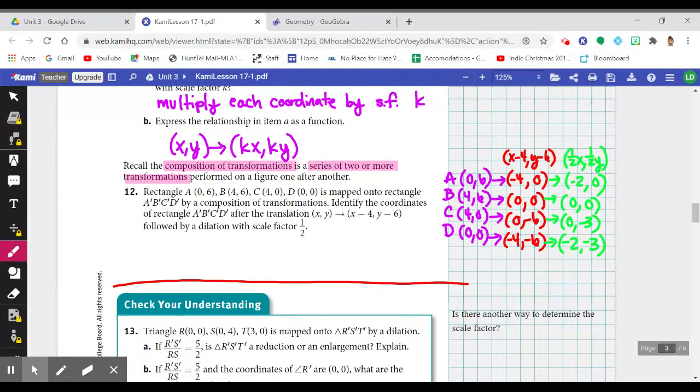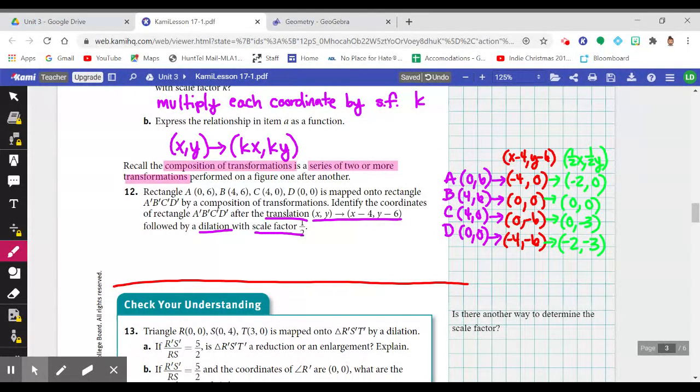Now 12, I like 12, they kind of do a little review here of one of our other transformations, the translation. It says, recall the composition of transformations as a series of 2 or more transformations back to back. So we have this rectangle located at A(0,6), B(4,6), C(4,0), and D(0,0), and we create rectangle A prime, B prime, C prime, D prime using several transformations known as a composition. So our first transformation is a translation using this function, and then it says followed by a dilation with scale factor 1/2.